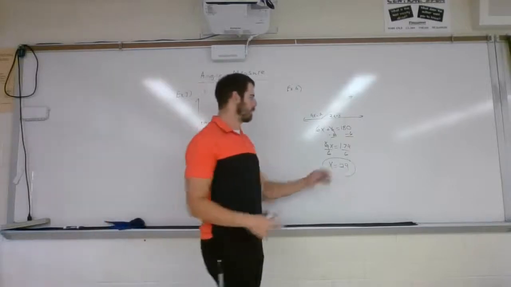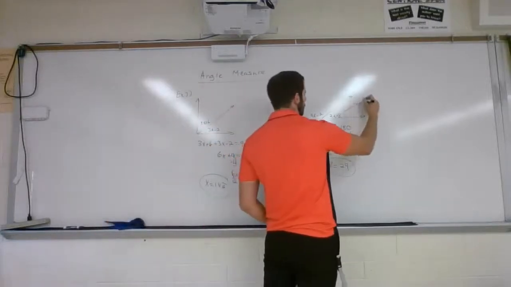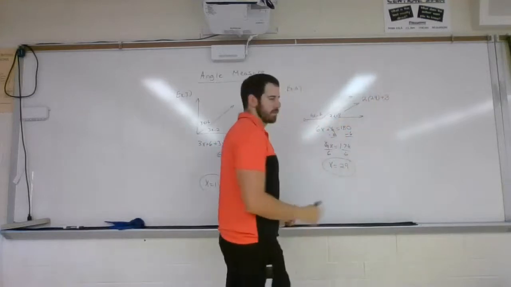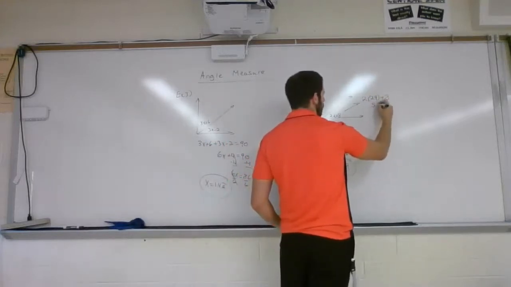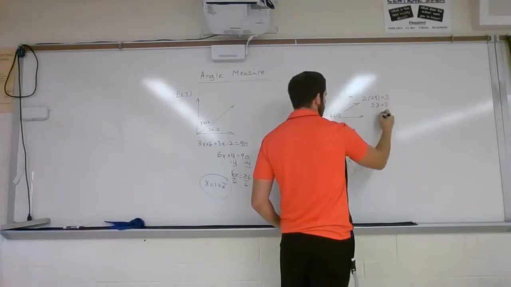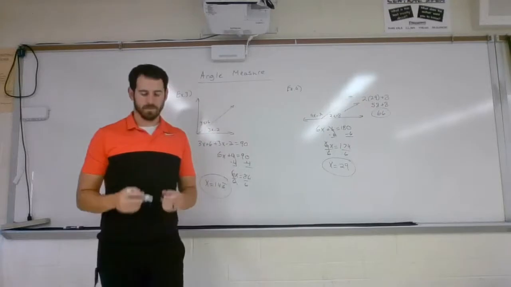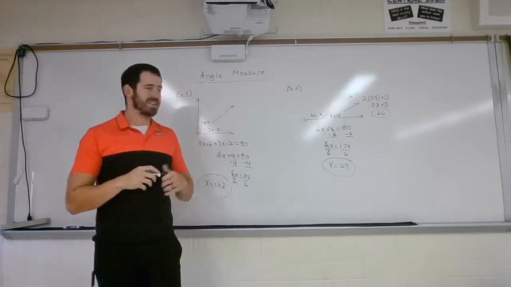Again, you would plug that in to get the next two. For example, we take the 29, plug in here, we get 2 times 29 plus 8. So I'd get 58 plus 8, so I'd get 66 for that answer. Okay, that has to do it for this.